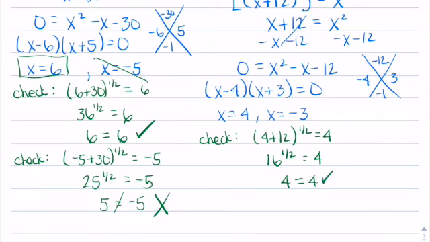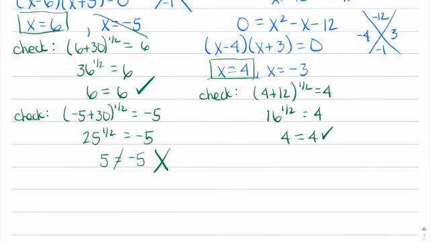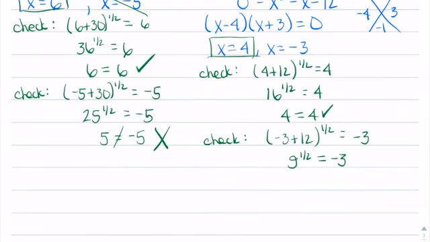And so that is a good solution. The square root of 16 is 4, and so that's true. All right, now let's plug in negative 3. So negative 3 plus 12 to the 1/2 power is equal to negative 3. 9 to the 1/2 power is equal to negative 3. But 9 to the 1/2 power, or a square root of 9, is a positive 3. Positive 3 is not equal to negative 3, so this one's no good, and we must cross it out as an extraneous solution.